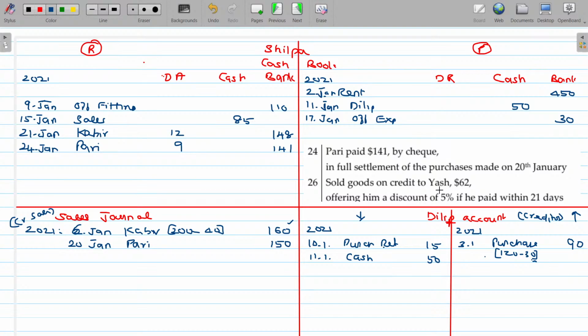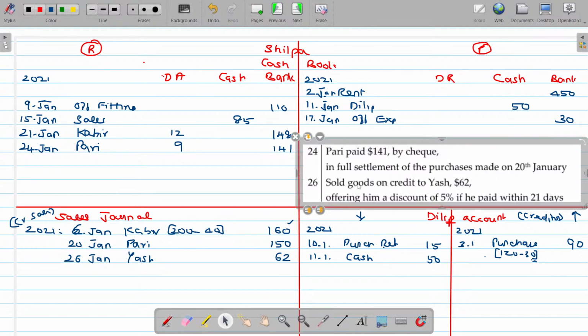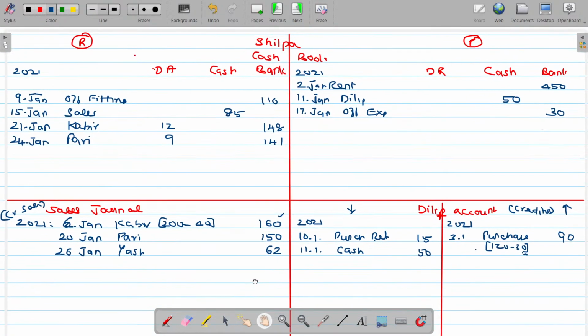Sold goods on credit to Yash. Credit sales should be here. 26th Jan, sold to whom? Yash, and offering him a discount of 5% if he pays within 21 days. So now the sale value is 62 only. We will offer the discount only if he pays within 21 days. We are not sure whether he pays it or not, so we have to consider the entire amount as our amount recoverable. On payment, if he pays ahead, then we will offer the discount, not now.